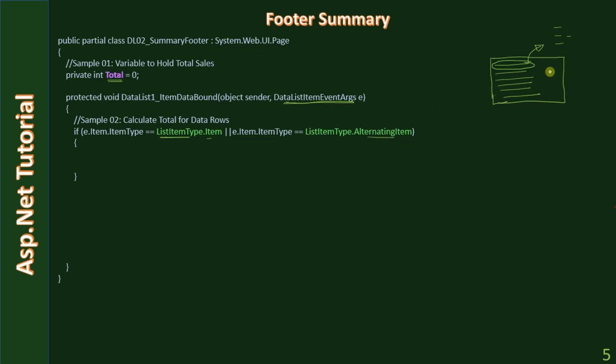So if you use both the item template and alternating item template, this may be the item and this will be the alternating item. That's how the flow goes, right? So when this event occurs, it will occur for each record. First time it will be the item type, and second time it will be the alternating item type. So that's what we are checking here.